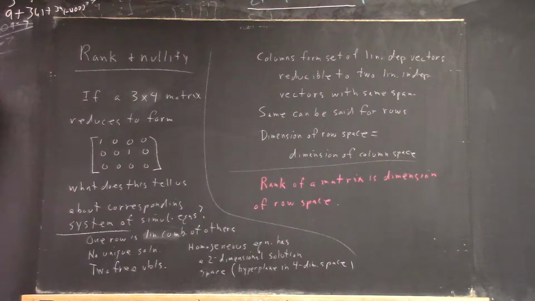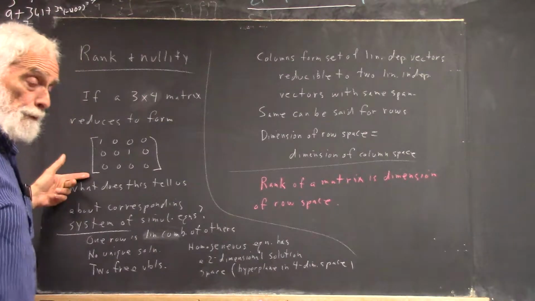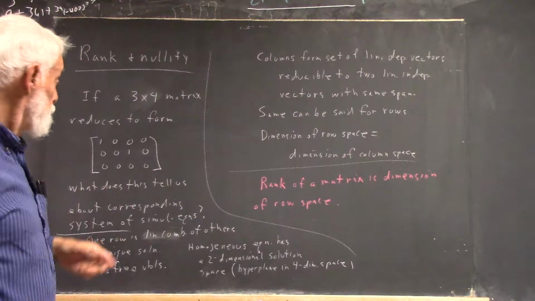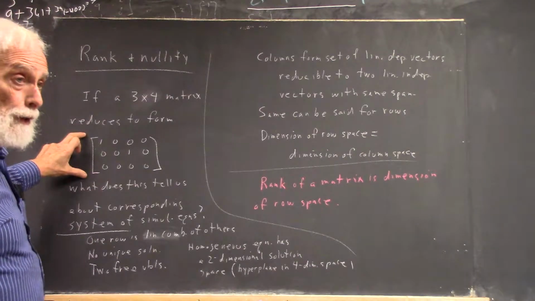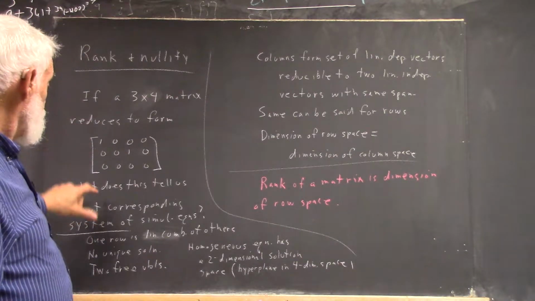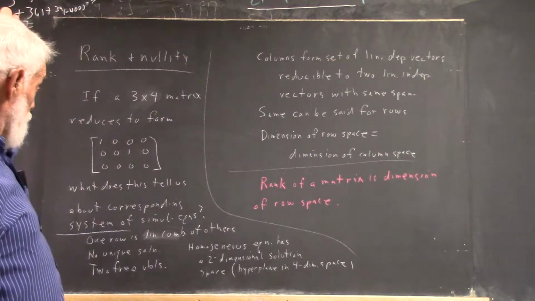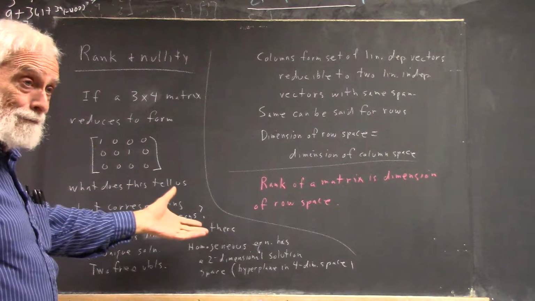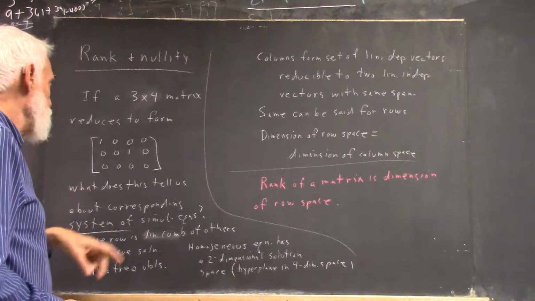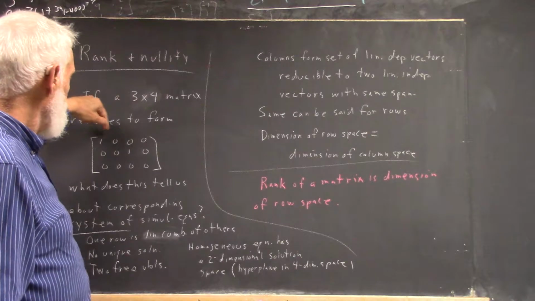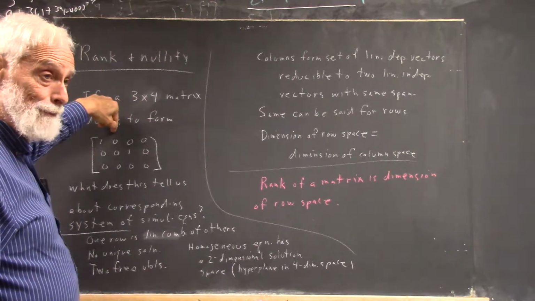Okay, now there are a bunch of statements we can make based on the reduced form of the matrix. Okay? First of all, say the matrix reduces to this form. What does this say about the corresponding system of simultaneous equations? Well, you see you've got a free variable. Actually, you've got two. Okay? Because if it's x1, x2, x3, x4, x4 is free and x2 is free.